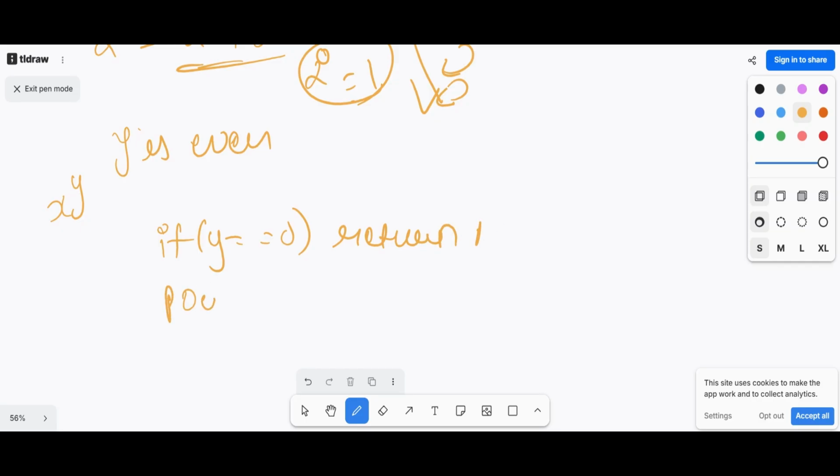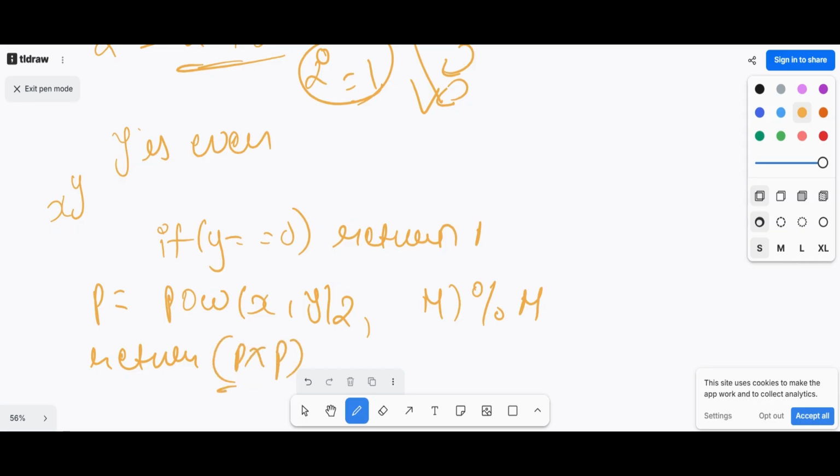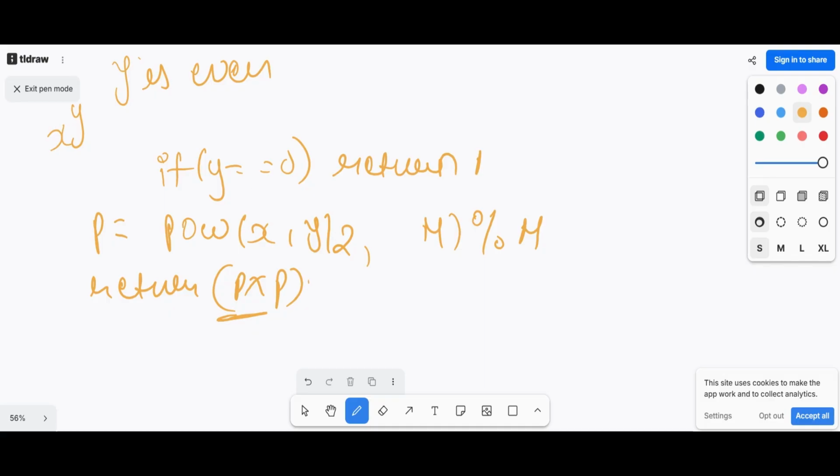Otherwise, your power function will be called with x raised to y by 2, modulo m. Let's say this is p, and you will return p into p, whole modulo m. This modulo m should never be forgotten. Everywhere it should be written. I hope you got it.